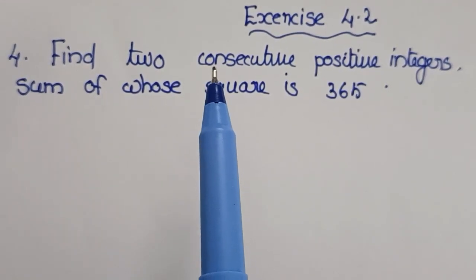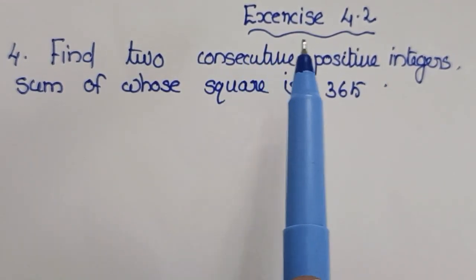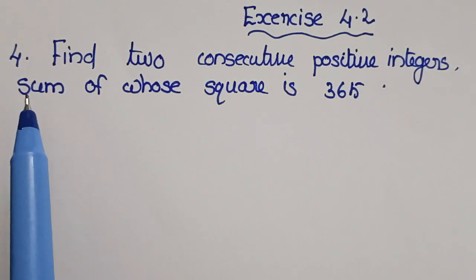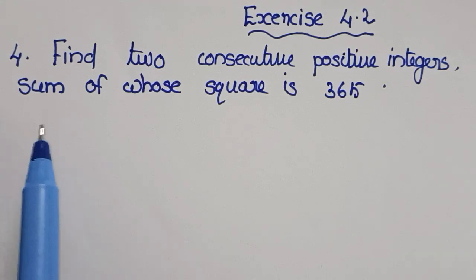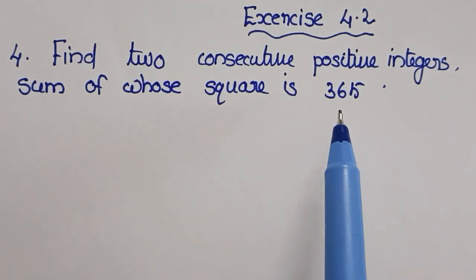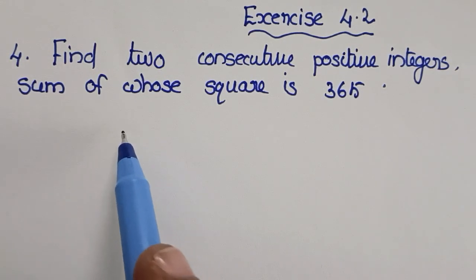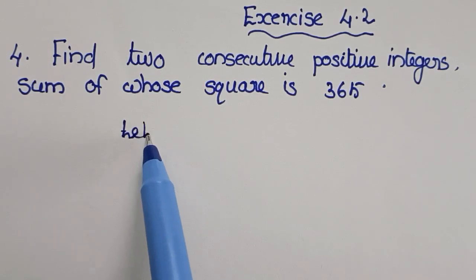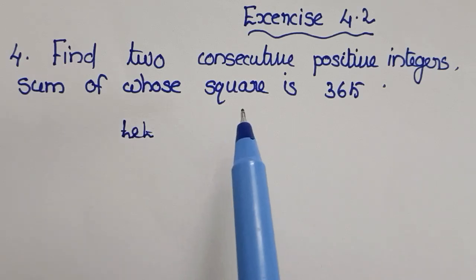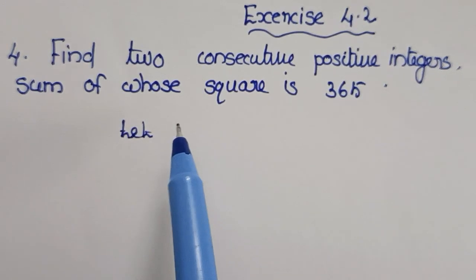Hello students, today we are going to study exercise 4.2, fourth question. Find two consecutive positive integers, sum of whose squares is 365. We have to find two consecutive positive integers whose sum of the squares is 365.